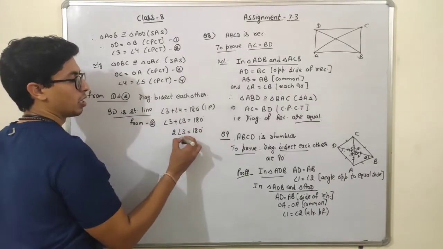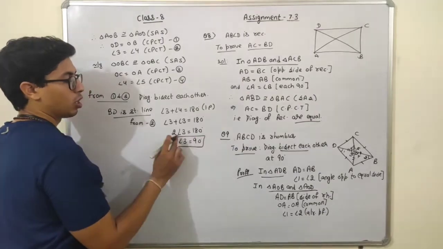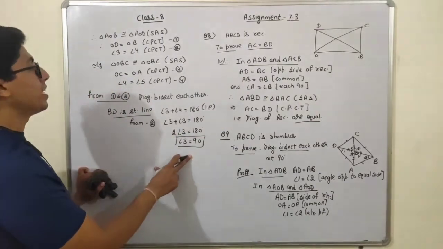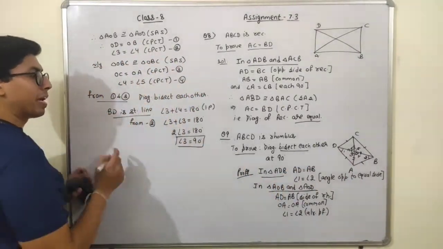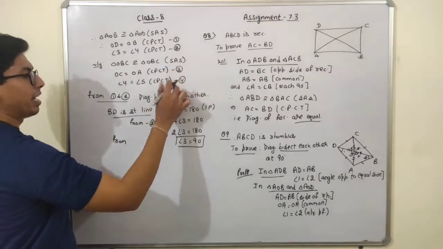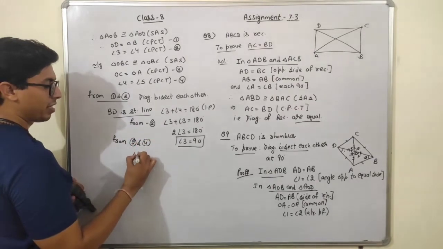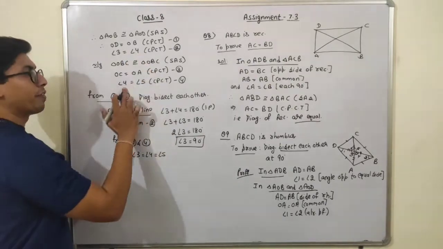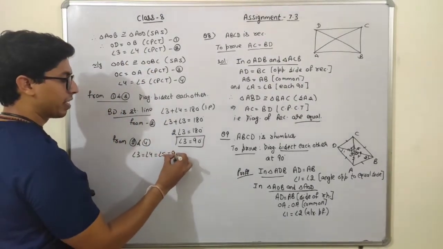180. So angle 3 will be 90, because 2 is in multiplication, when it goes here it will be in division. Now angle 3 is 90. If 3 is 90, 4 will be 90 and 4 is equal to 5. So from second and fourth, I can say that angle 3 is equal to angle 4 is equal to angle 5, because 3 is equal to 4 and 4 is equal to 5. So all of them will be equal. So it will be 90 degrees.